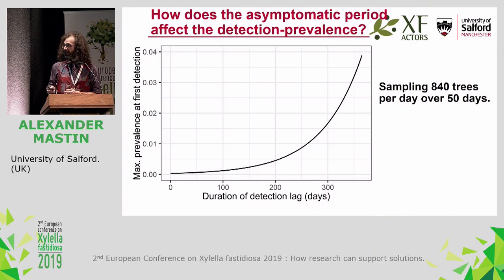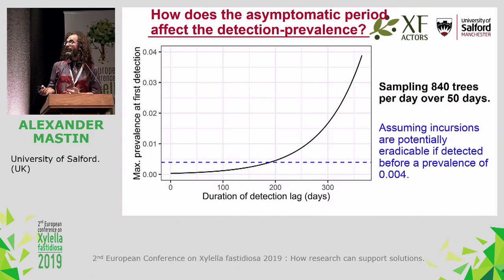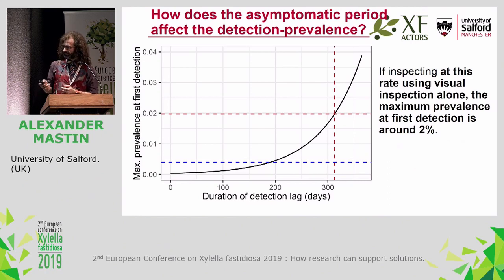Now I imagine that we might want to detect it before we reach a certain prevalence. So take this prevalence of 0.4, which is based on Gianni Gioli's model yesterday, which suggests you may be able to eradicate at that point. But this is just an illustrative example. So imagine we want to detect by that point. If we've got a detection lag of 313 days, you can see that we exceed our prevalence at the time of first detection, given that we're sampling with that intensity. So what can we do about that?